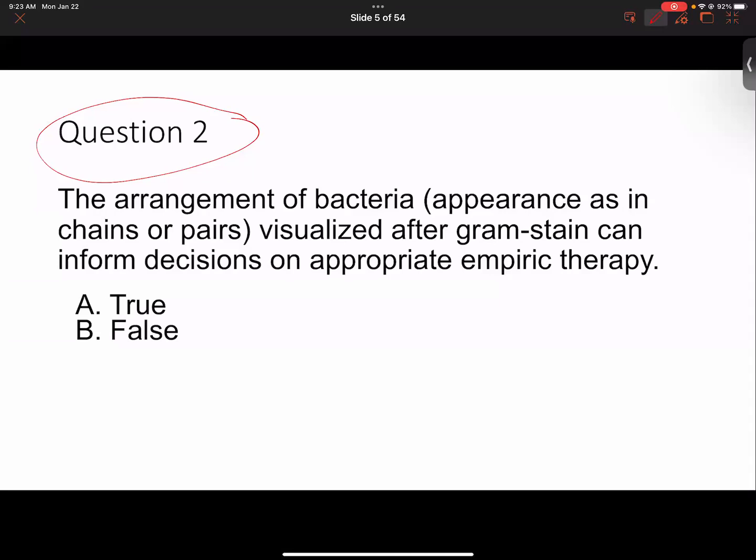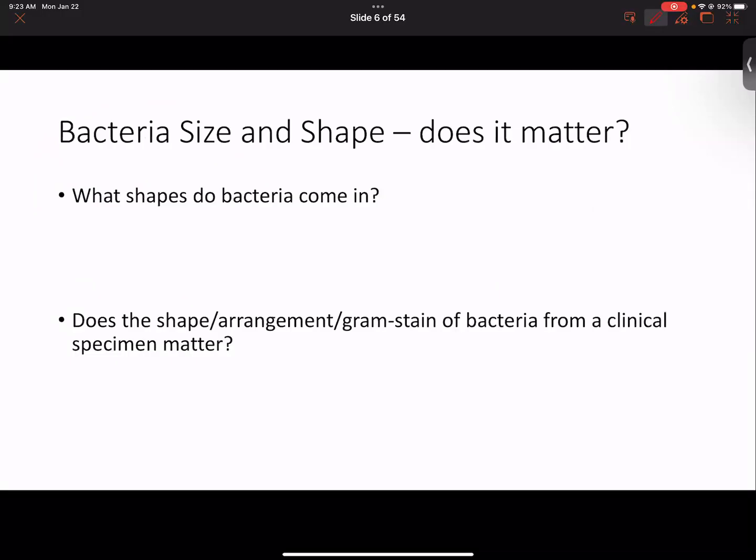Absolutely. It's still a very relevant and important technique used in medicine today. In fact, it's probably underutilized. In particular, I'll show you why in a second when we get to this paper. What shapes do bacteria come in? You've already talked about this. There's cocci.